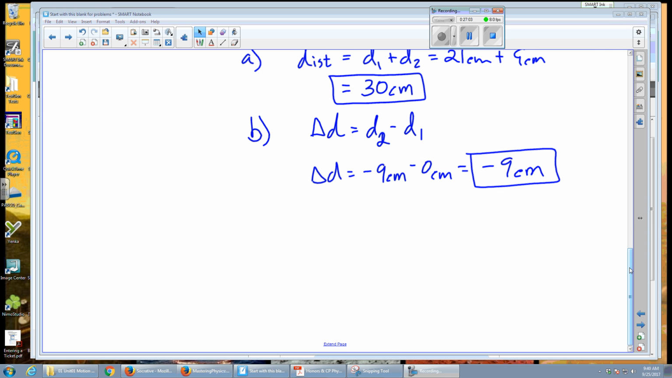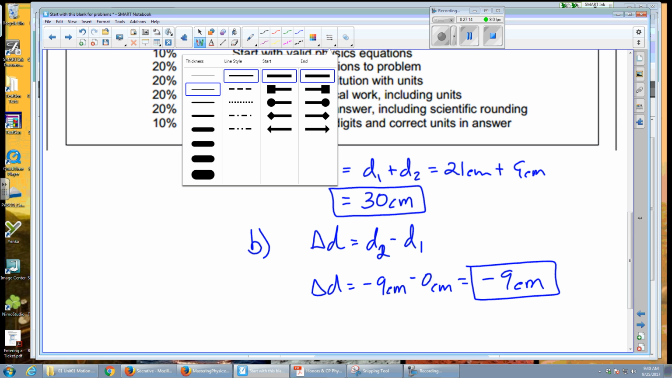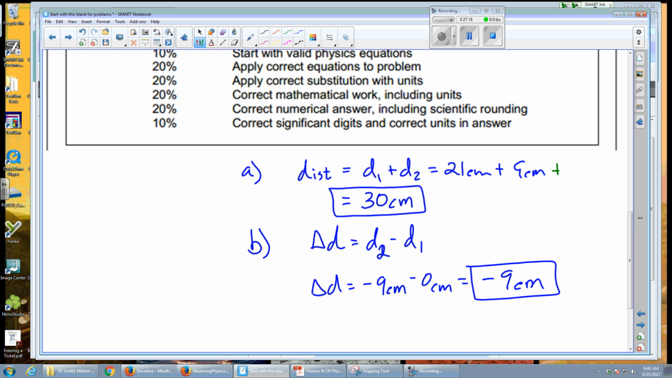We forgot here, we forgot the rebound. So it went 21 down and 21 back, and then 9 beyond where it started. For me, 51.0 centimeters. I blame it on Monday morning.